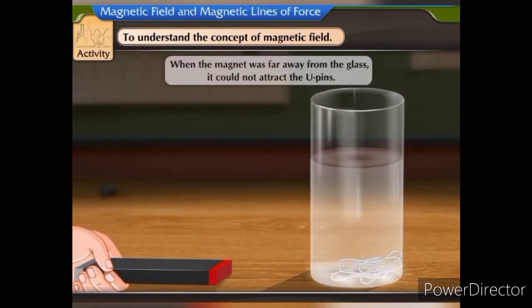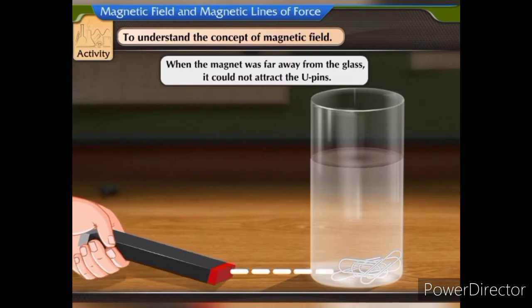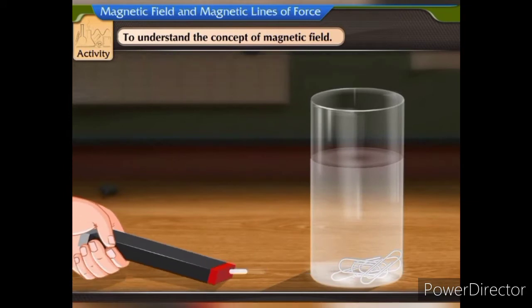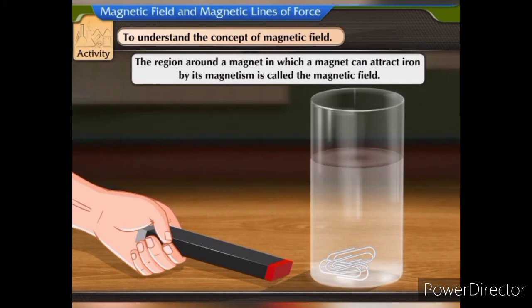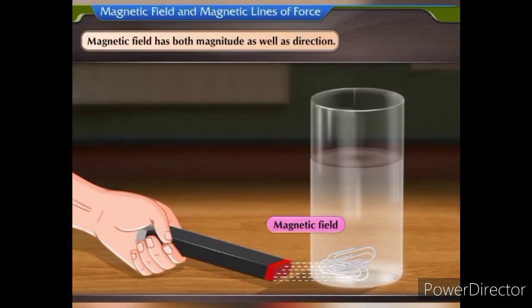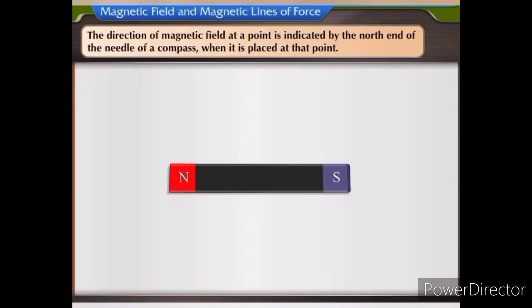Hence, we observed that when the magnet was far away from the glass, it could not attract the U-pins, but when it was kept closer, it could attract the U-pins. This region around a magnet in which a magnet can attract iron by its magnetism is called the magnetic field. Magnetic field has both magnitude as well as direction. The direction of magnetic field at a point is indicated by the north end of the needle of a compass when it is placed at that point.